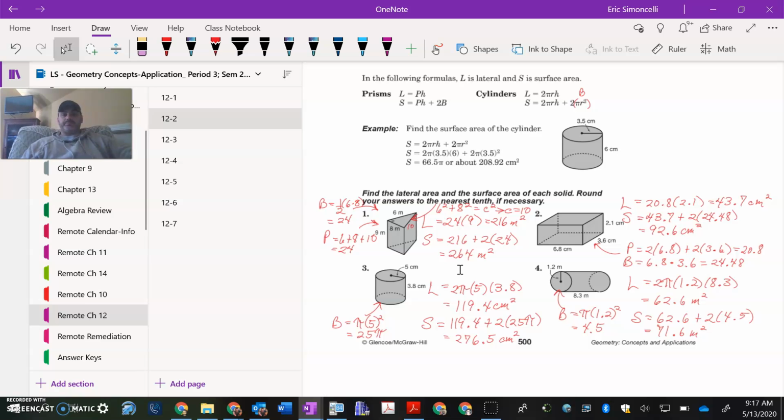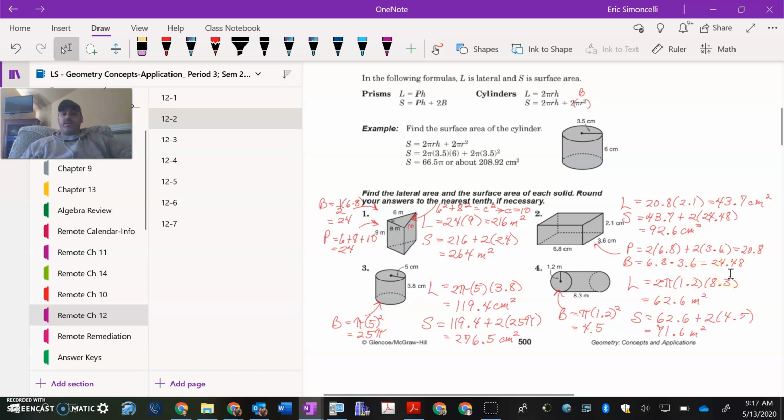Number 2. This again is a prism. More specifically, I would actually call this a rectangular prism because the bases are rectangles. And then I go ahead and do my math as far as the base goes, the perimeter and area separately. The perimeter of the base is 2 times 6.8 plus 2 times 3.6, which is 20.8. The area of the base is 6.8 times 3.6, which is 24.48.